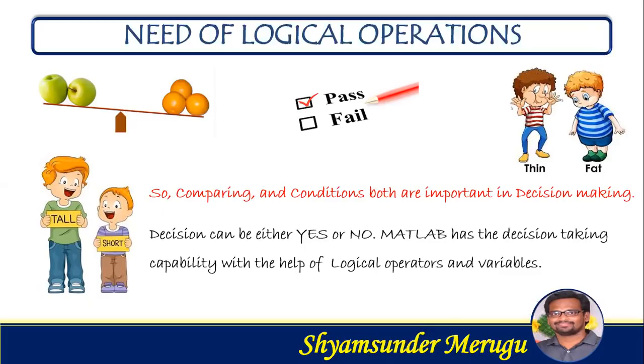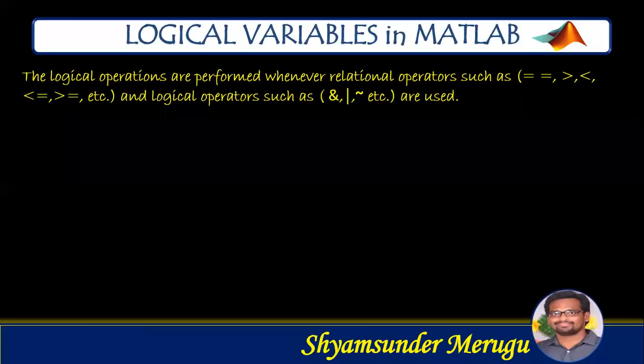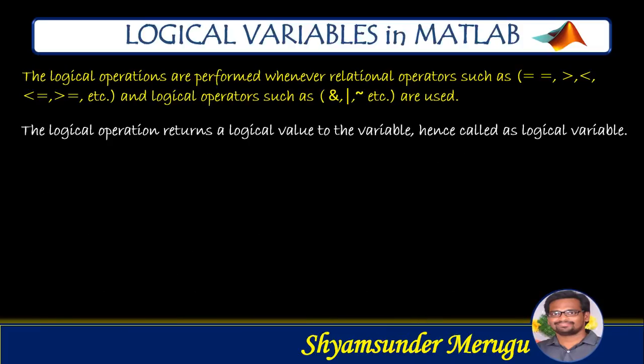Decision can be either yes or no. MATLAB has the decision taking capability with the help of logical operators and variables. Coming to the logical variables, the logical operations are performed whenever relational operators such as equal to, greater than, less than or equal, greater than or equal, etc. and logical operators such as and, or, not, etc. are used. The logical operation returns a logical value to the variable, hence called a logical variable.